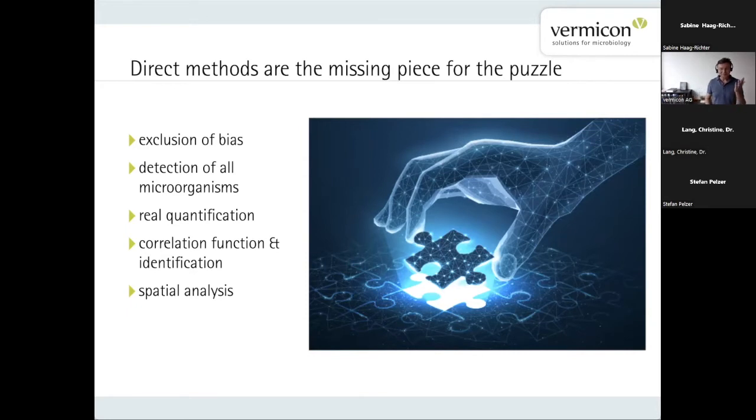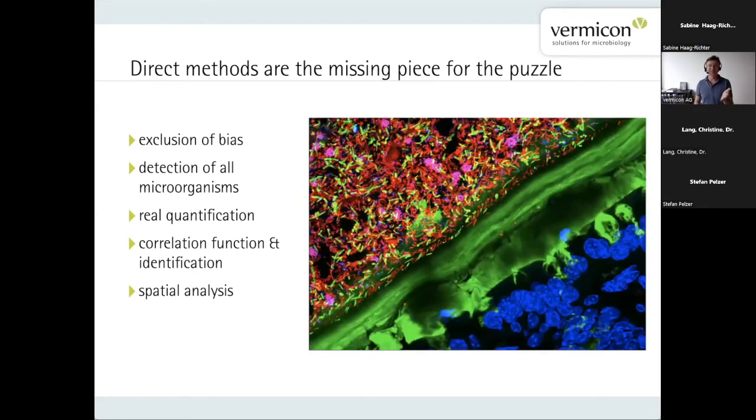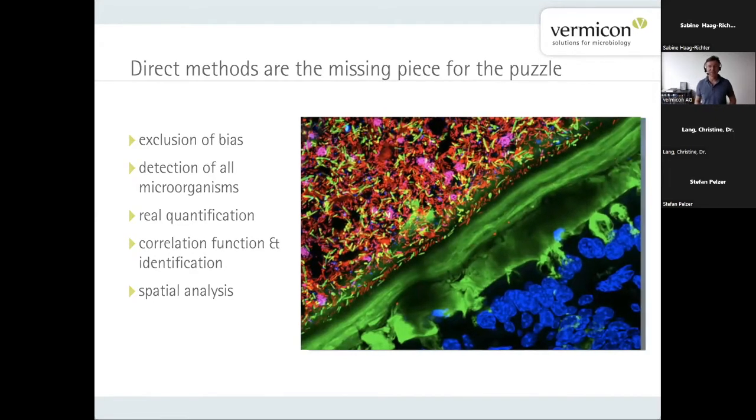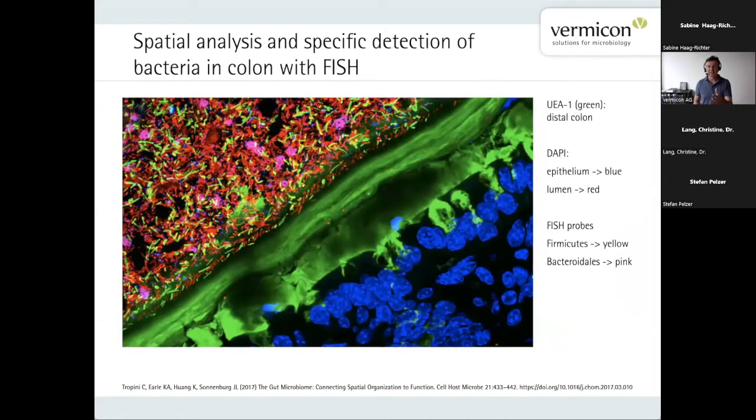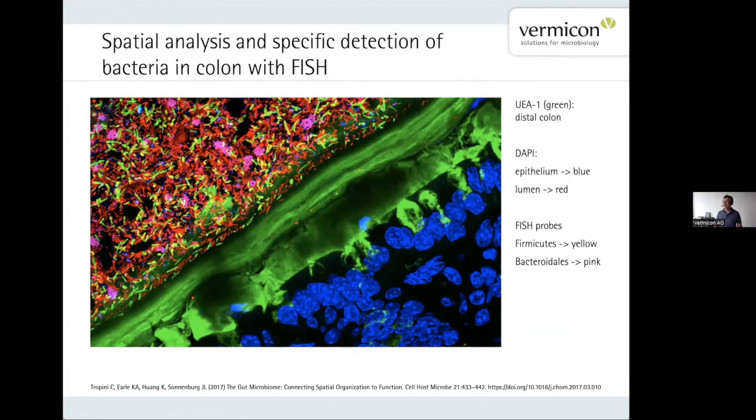And this is very interesting, because here is a look into a FISH sample of a colon. You see here the FISH probes for Firmicutes in yellow, for the Bacteroidales in pink. And now you have the whole picture, because now you have a direct look, with a telescope. So you have the direct look into the sample.